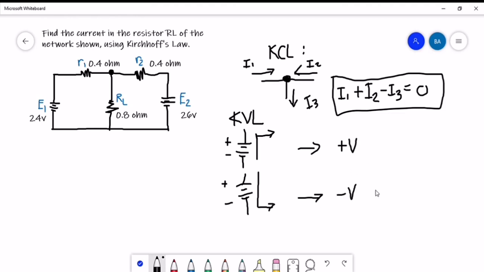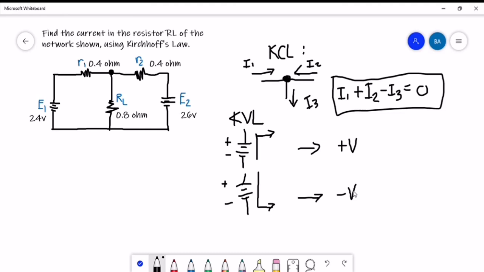So, in other words, whichever terminal the loop exits, that will be the sign you will use for the voltage. Here, the loop exits at the positive terminal, so your voltage source is positive. Since here the loop exits at the negative terminal, we could say that this is a negative voltage.